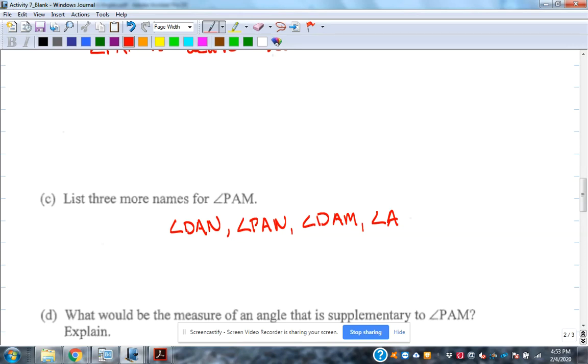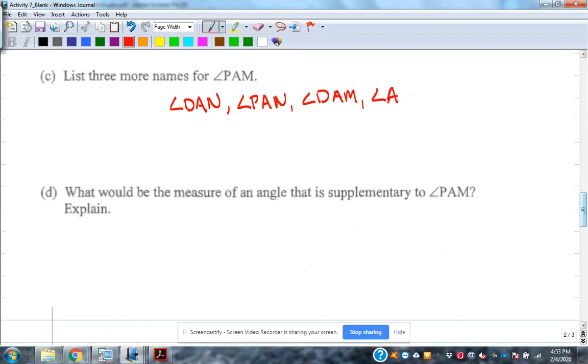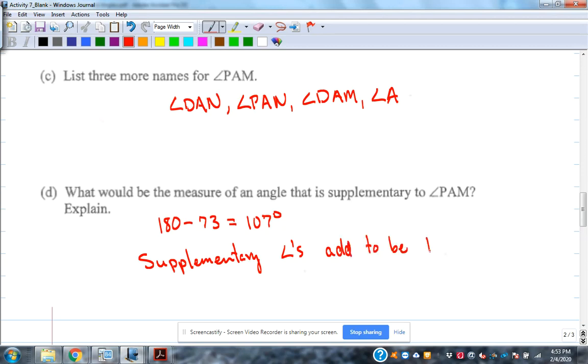Okay. D part says, what would a measure of an angle that is supplementary to angle PAM be? So if it's 73, so we take 180. The explanation would be show me the math that made it happen. 180 minus 73 equals 107 degrees. And maybe just put their supplementary angles add to be 180 degrees.